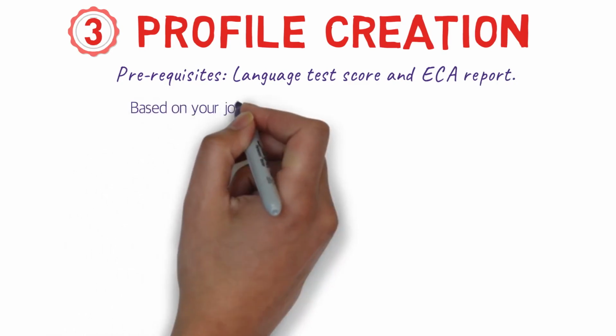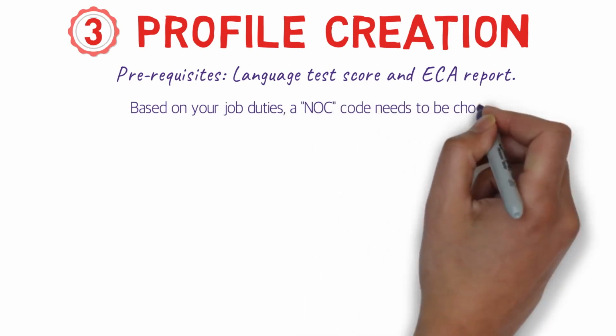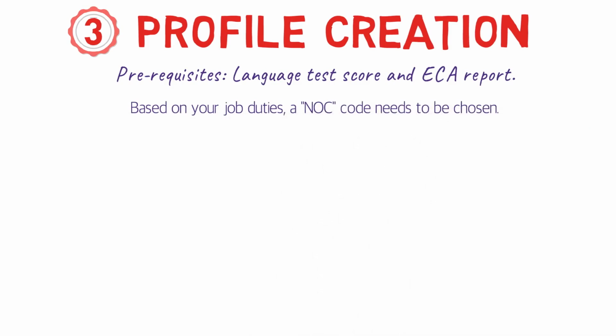So, based on your job duties, a NOC code needs to be chosen by you. What is an NOC code? NOC stands for National Occupation Classification, and it is a system to classify jobs which are grouped on the type of job duties and what a person does. So, if I take an example of the IT industry, a Java developer would have a different NOC code, a manual tester would have a different NOC code, someone in the DevOps would have a different NOC code, an automation engineer would have a different NOC code, and so on.